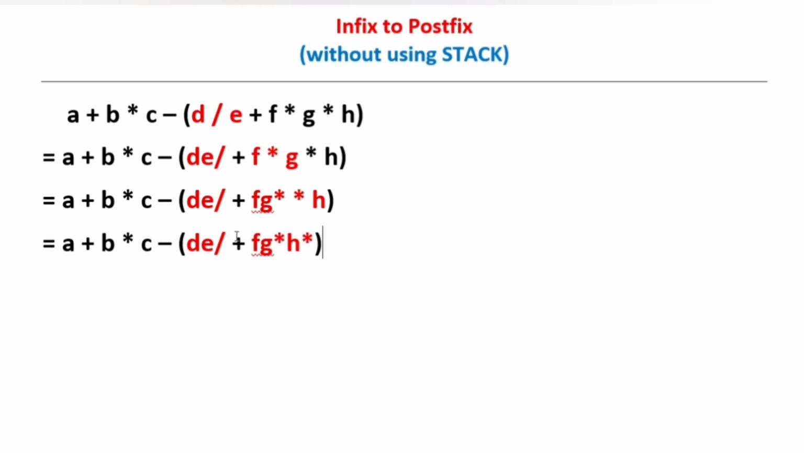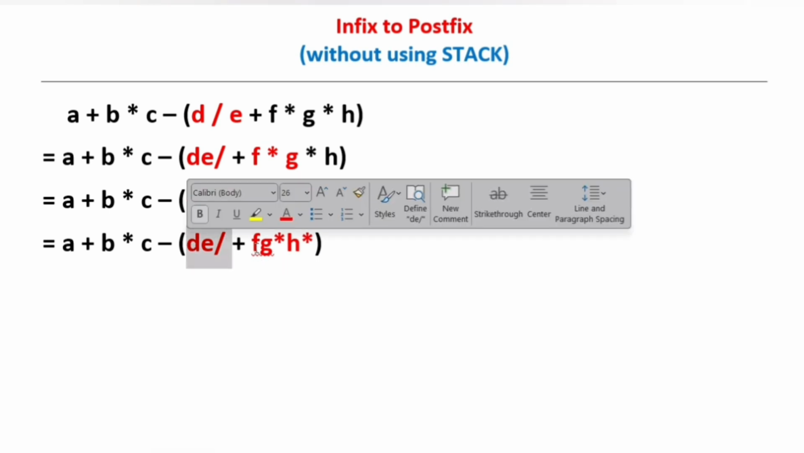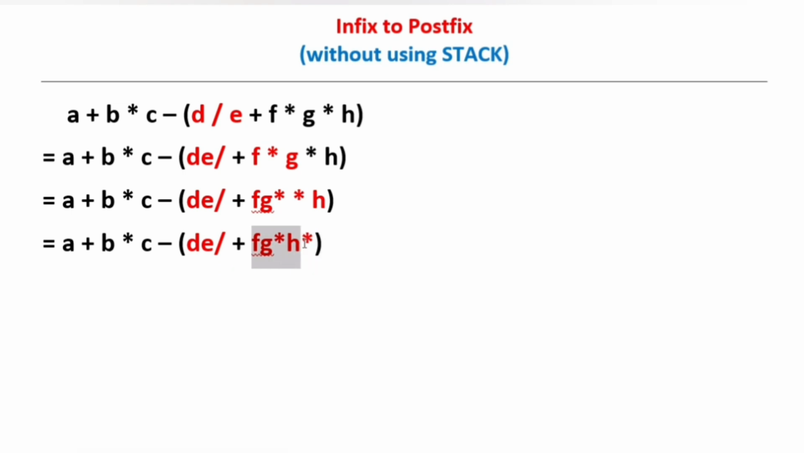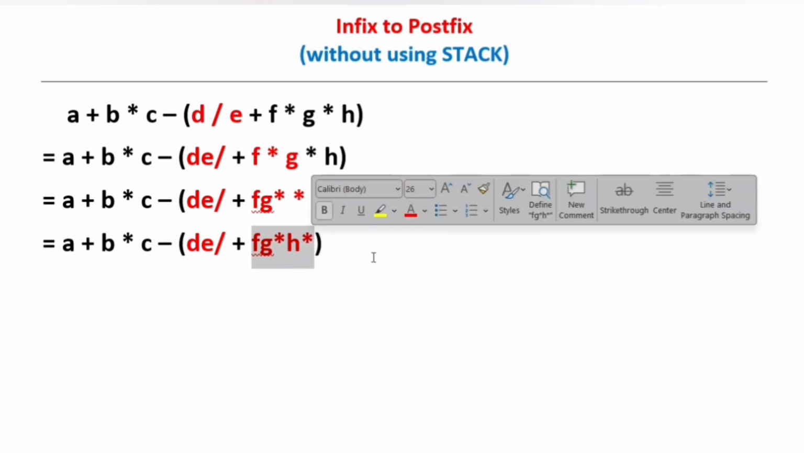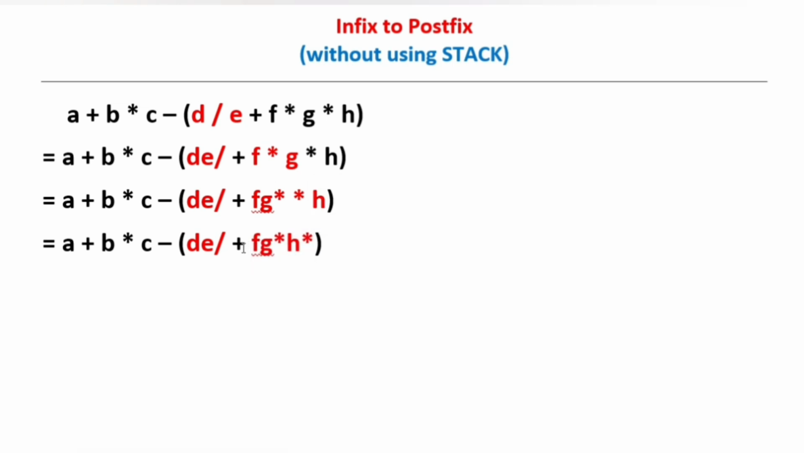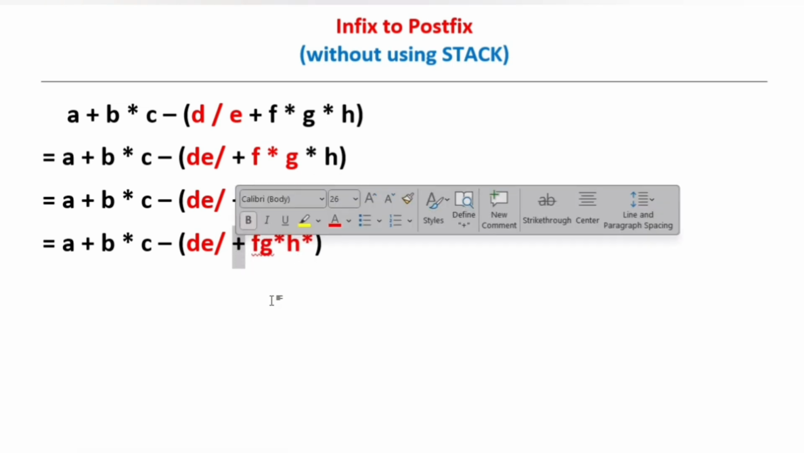So now only one operator is left. This is one operand, DE slash, and this is another operand, FG multiply H multiply. Now within the bracket only one operator is left, that is the plus. So this plus will be placed followed by them.